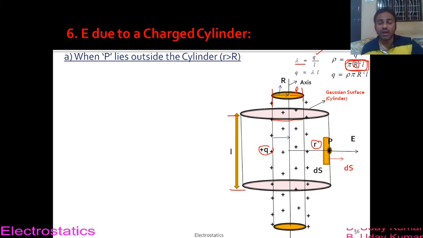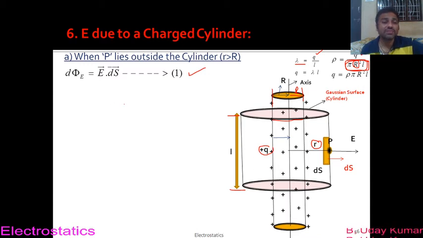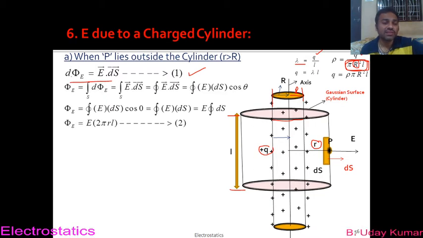You already know that the flux passing through this ds, I can write it as dφ = E · ds. You know this equation, and to find the total electric flux, you just have to integrate this equation. If I integrate, the integral of dφ_E becomes φ_E, which is the total electric flux coming out of this cylinder.